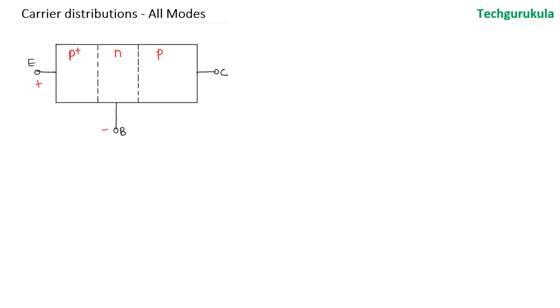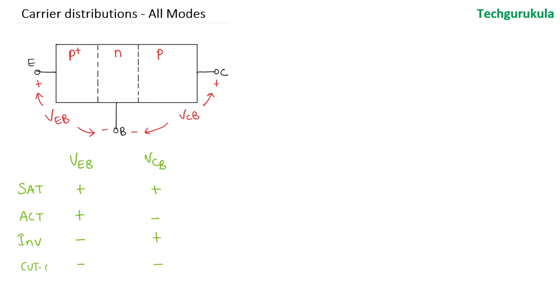where this potential is VEB and this potential is VCB, which means both the junctions are forward biased. Next, if VEB is positive and VCB is negative, this we said is the active region of operation. If VEB is negative and VCB is positive, this is the inverse active region of operation. And when both the potentials VEB and VCB are negative, this is cutoff.